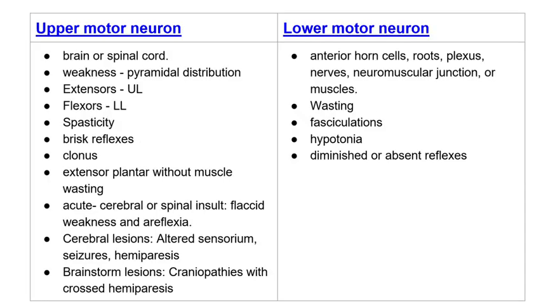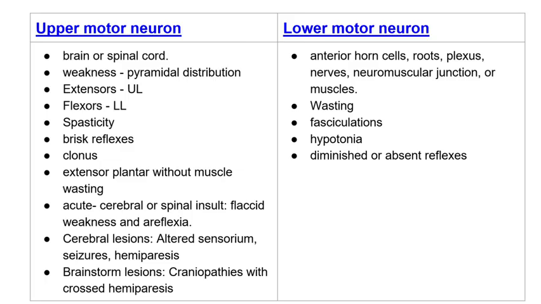So, the difference between the upper and the lower motor lesions. Upper motor lesion occurs in the brain or spinal cord. Lower motor neuron lesion occurs in the anterior horn cells, roots or plexus, nerves, neuromuscular junction or muscles. Upper motor neuron lesions have weakness in a pyramidal distribution, where the extensor muscles in the upper limb and flexors of the lower limb are involved, with spasticity, brisk reflexes, clonus, extensor plantar without muscle wasting. In acute cases, due to cerebral or spinal insult, it may present as flaccid weakness and areflexia.